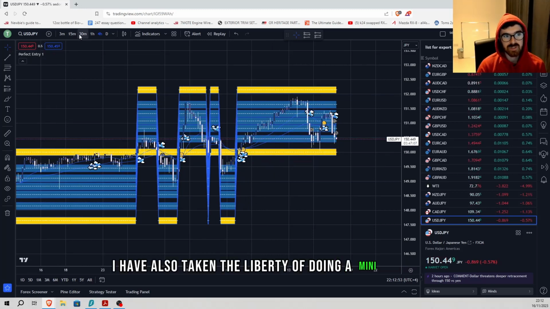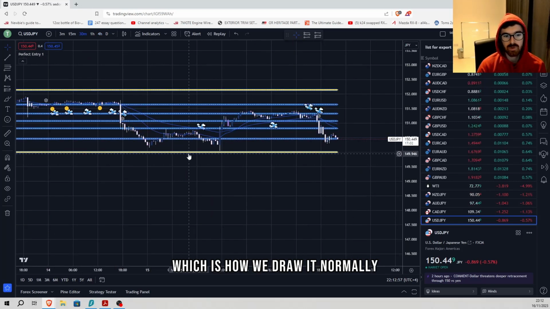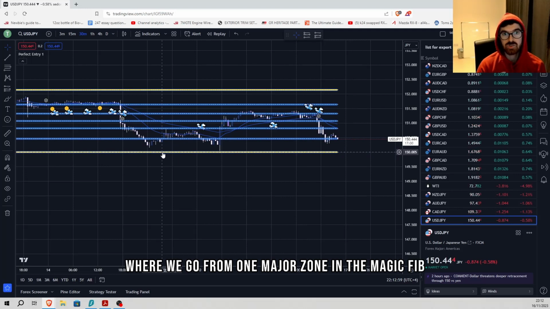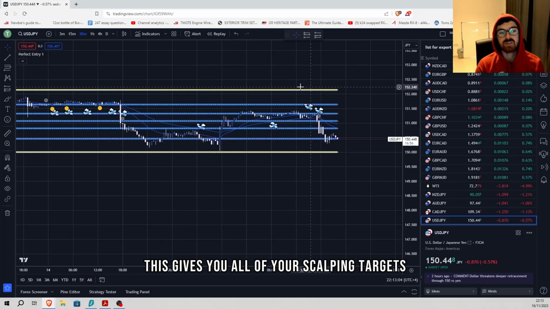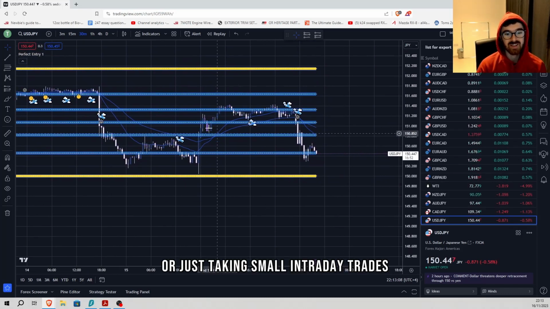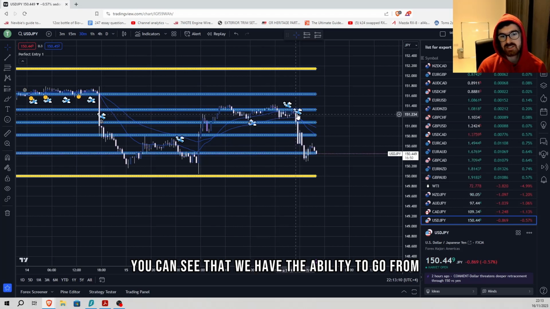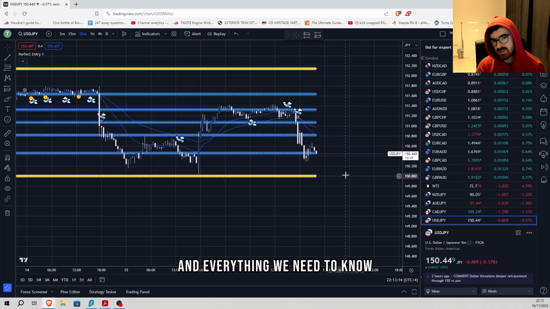I have also taken the liberty of doing a mini magic fib, which is how we draw it normally, where we go from one major zone in the magic fib to the next. This gives you all of your scalping targets for when you're scalping or just taking small intraday trades. You can see that we have the ability to go from one zone to another and catch all of our retests and everything we need to know.